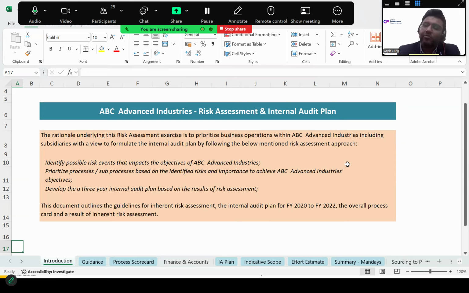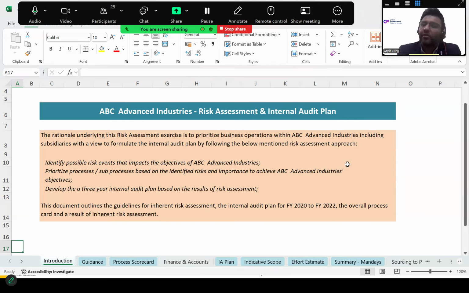The next step is risk assessment. How is risk measured? In terms of impact and likelihood. Once that risk assessment happens, each risk gets scored, and overall we are creating a process scorecard. And based on the process scorecard, we're trying to put up a plan in place.